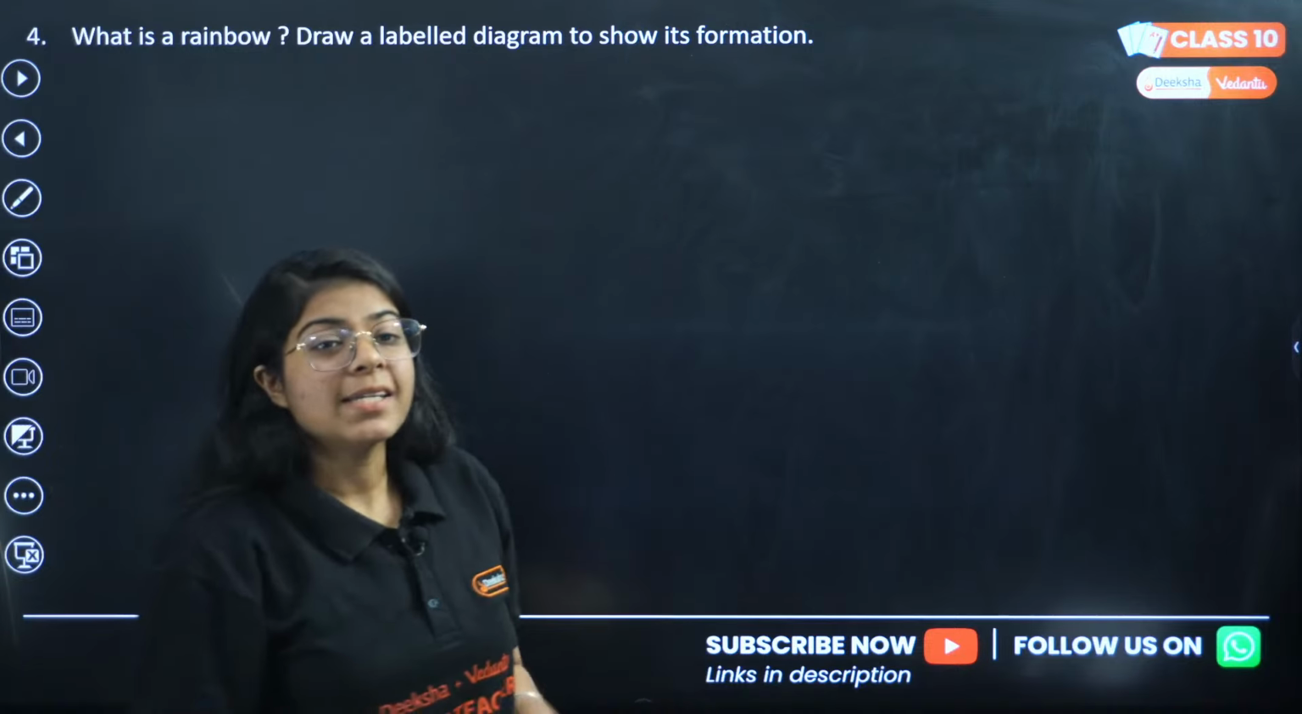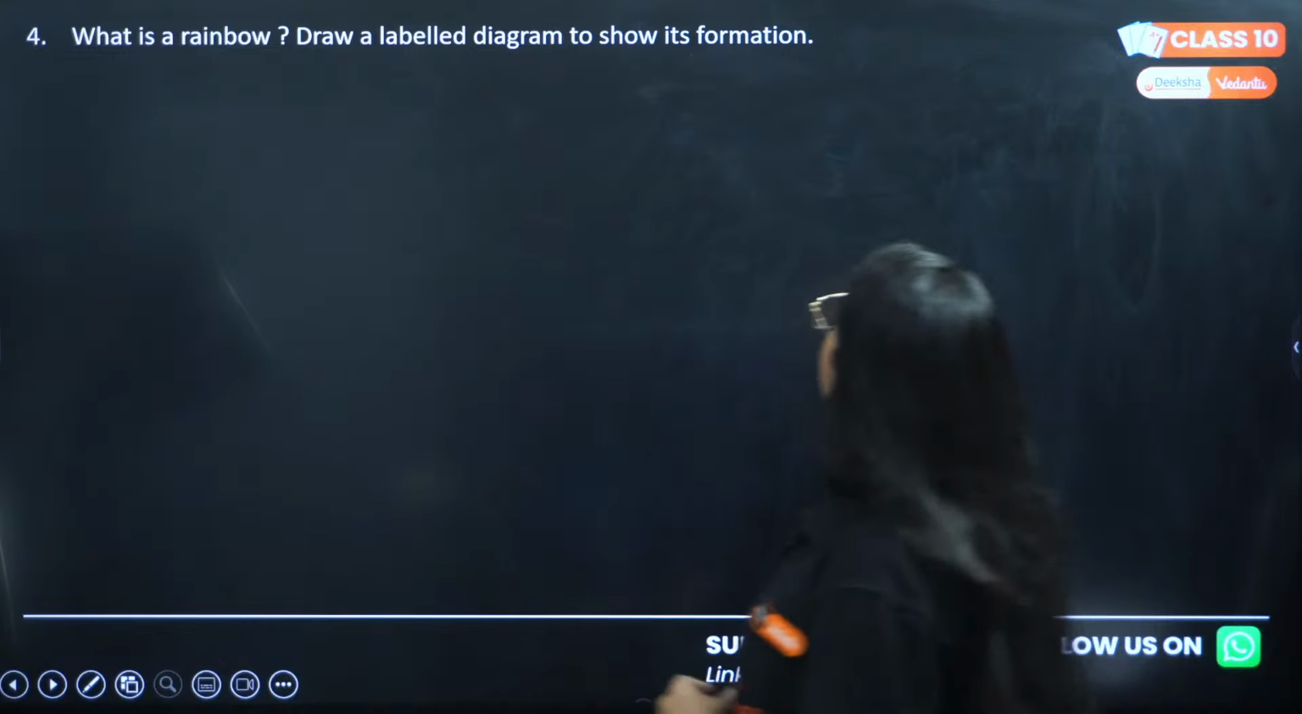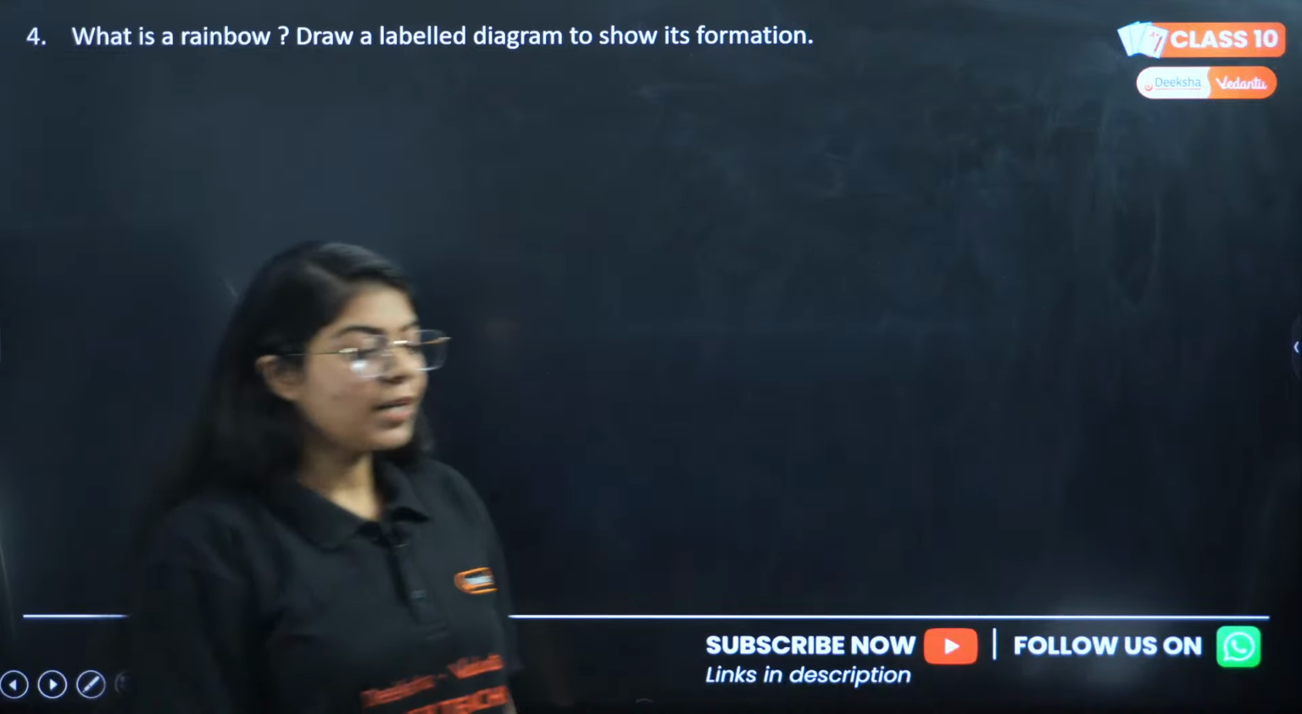Okay, what is a rainbow? Draw a labelled diagram to show its formation. Okay, can you tell me what is a rainbow?